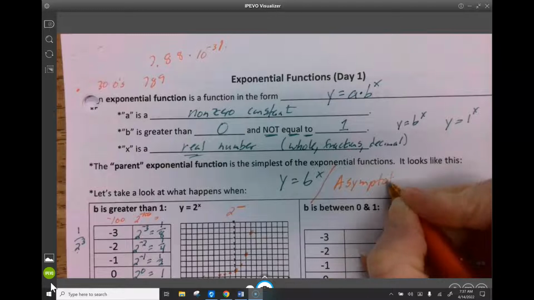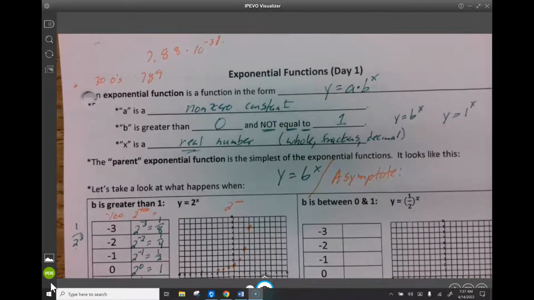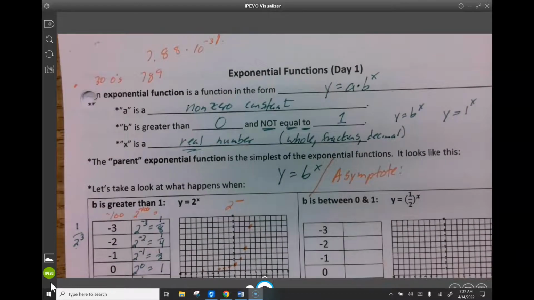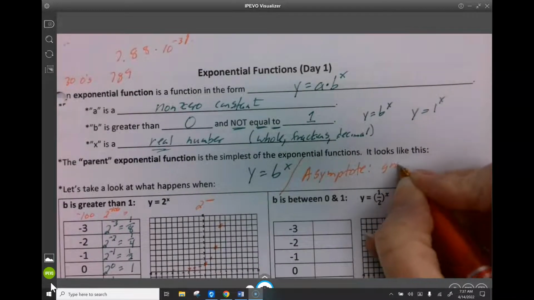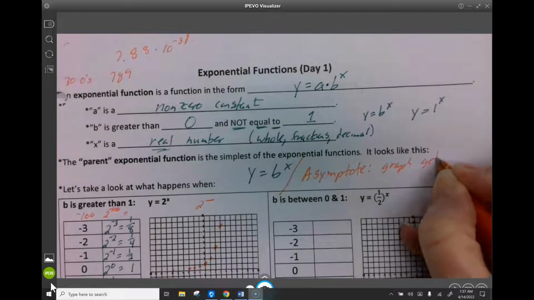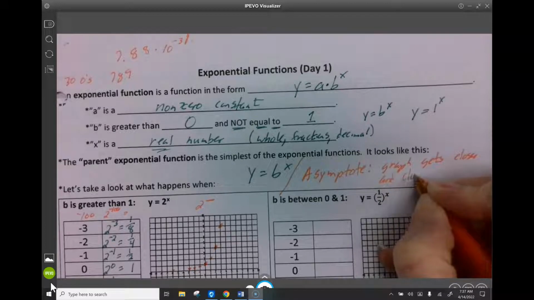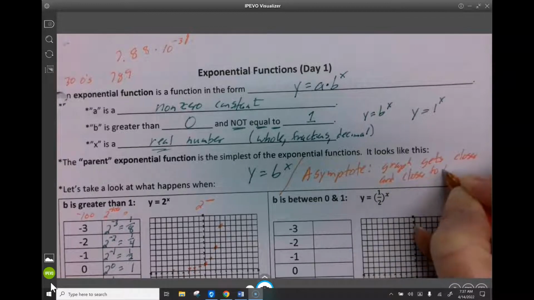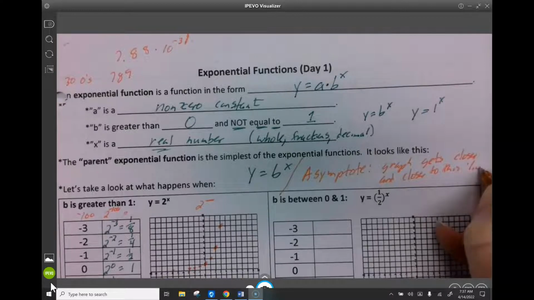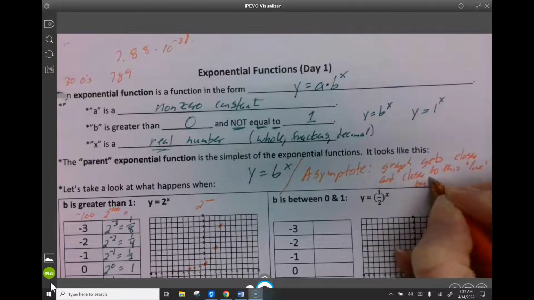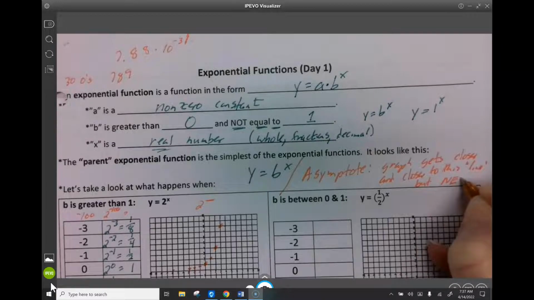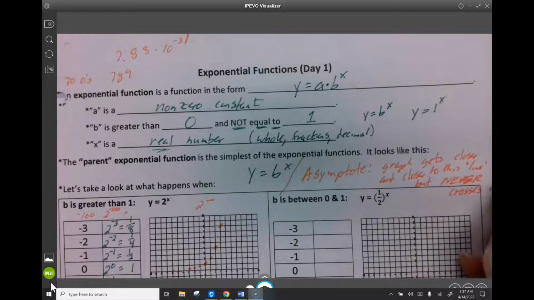Asymptote. That is pronounced asymptote. The P is silent, so an asymptote. What an asymptote is, the graph gets closer and closer to this line, but never crosses it. That is an asymptote.